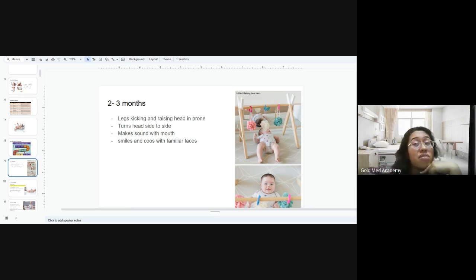And obviously we never leave a baby in that prone position unless we're monitoring them, especially in this 2 to 3 month period, because they're not able to roll over by themselves. If you put them in a prone position, they will lift their head up. Okay, that's raising head in prone. And supine, remember, it's going to be on the back. So right now, this baby is in the supine position.